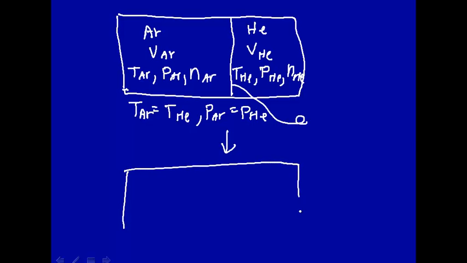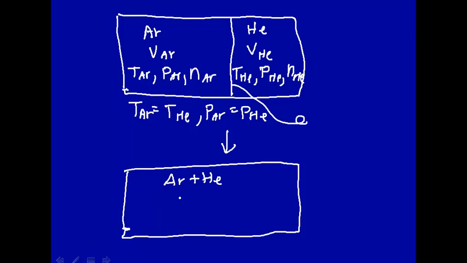What we're going to end up with is argon plus helium mixed, and the temperature will be the same as before removing the partition, as will the pressure. There's no gradient in temperature, so there'll be no transfer of heat between these two chambers. There's no pressure gradient, so there'll be no transfer of volume between them. The volume is different here, but when we remove the partition, we'll have a total volume.